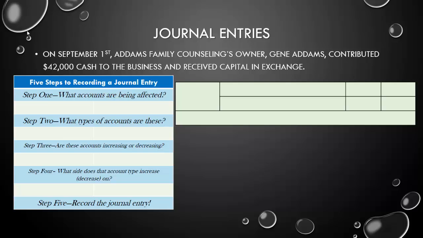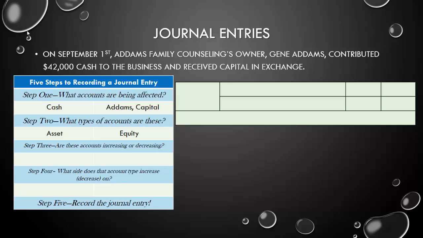Firstly, what accounts are being affected? Well, he's contributing cash, so the company's cash account has to go up, and in exchange for this cash, he's receiving capital. So Mr. Adams has to have more capital, more value in the business. Those are our 2 accounts being affected. What type of accounts are they? Cash is an asset, Adams capital is an equity.